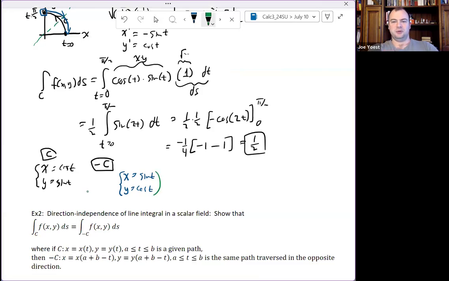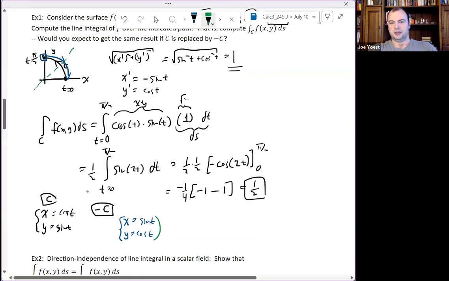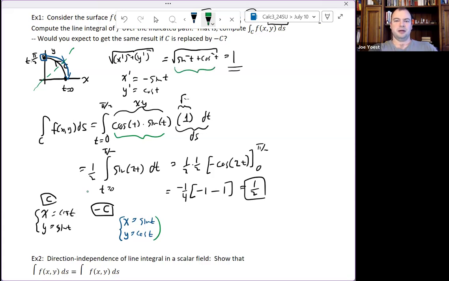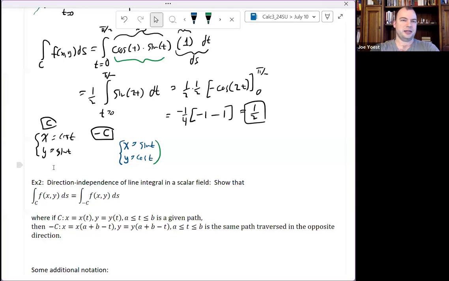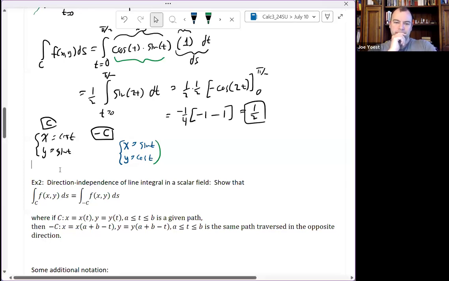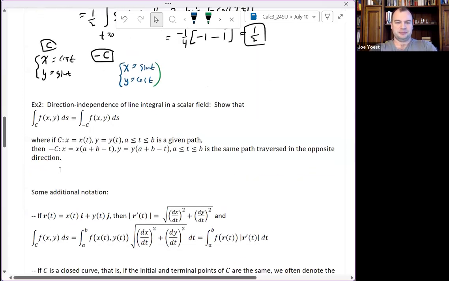But if x is sine t and y is cos t, that doesn't change my function here. And my root x prime squared plus y prime squared also doesn't change. It's still going to be 1. So in this example, it seems to work out that if I traverse the curve the other way, I get the same answer. Does this happen all the time?